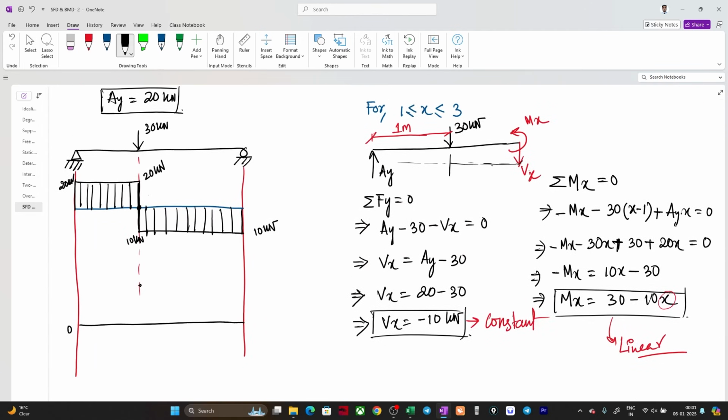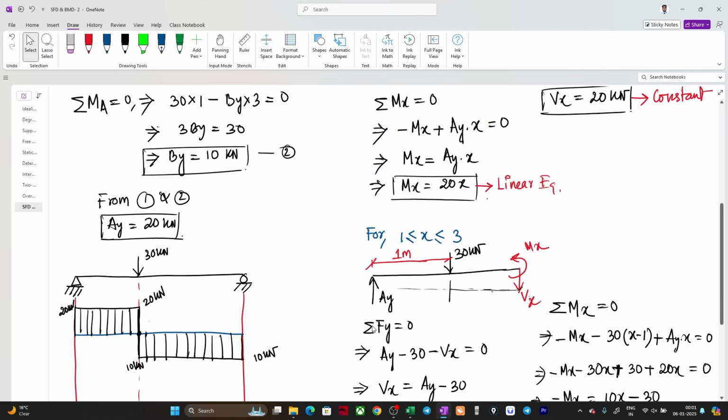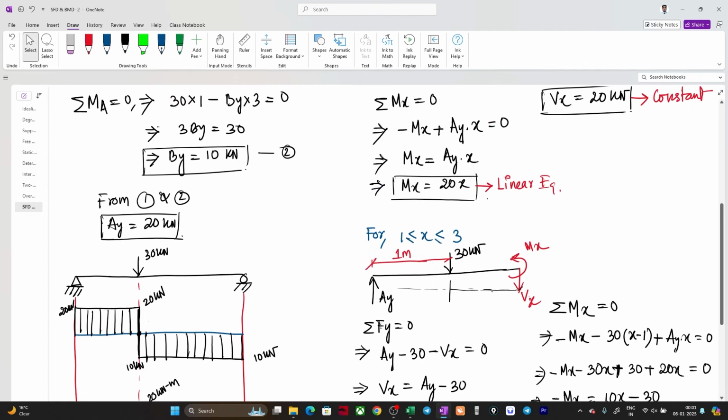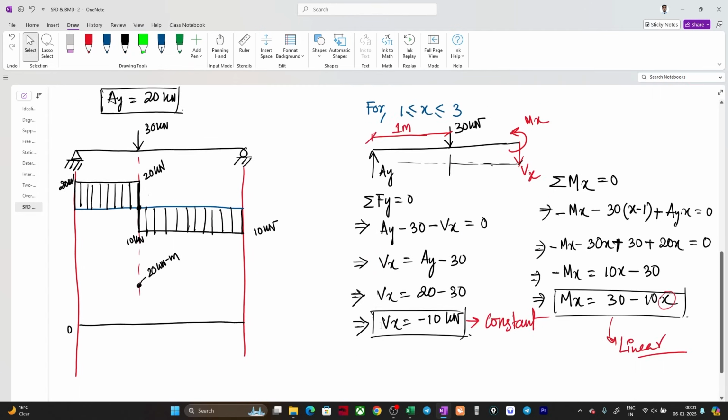If I put x equal to 1 here, at 1 meter, how much is the moment? I am getting a moment of 20 kilonewton meter. Then if I put x equal to 1 in 30 minus 10x, that means 30 minus 10, 20 kilonewton meter. So both the expressions are giving me a similar value. That means these are in line with each other, right?